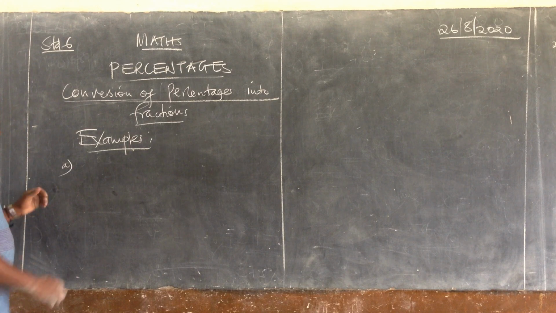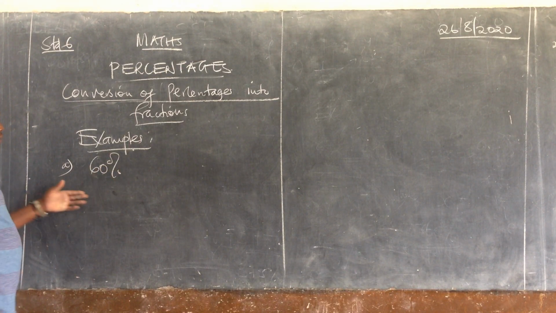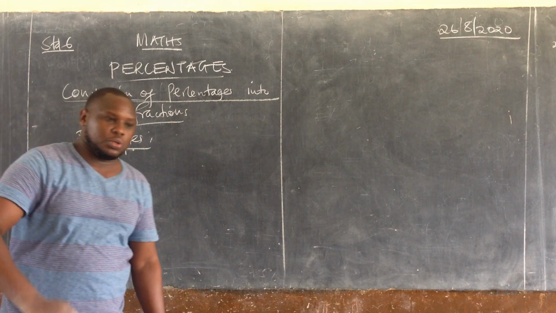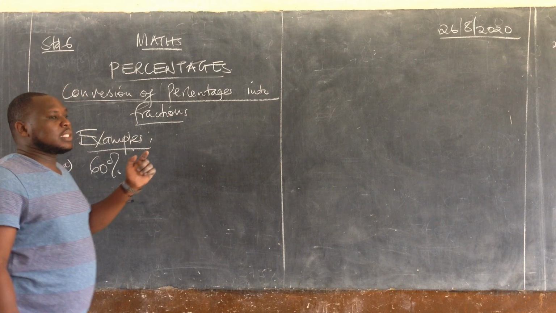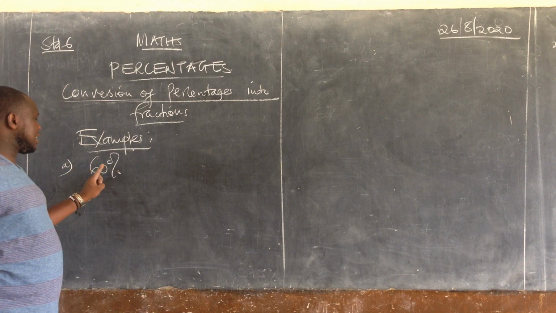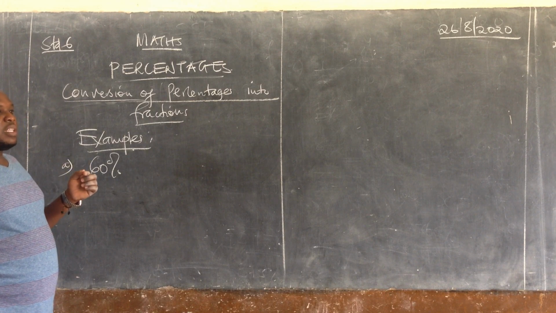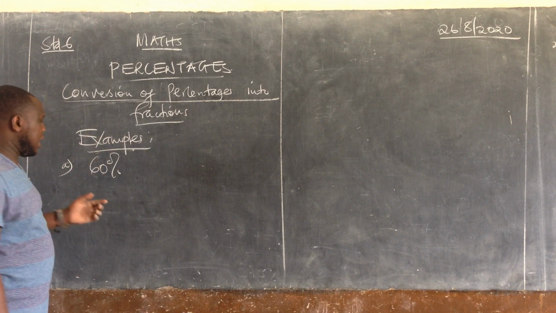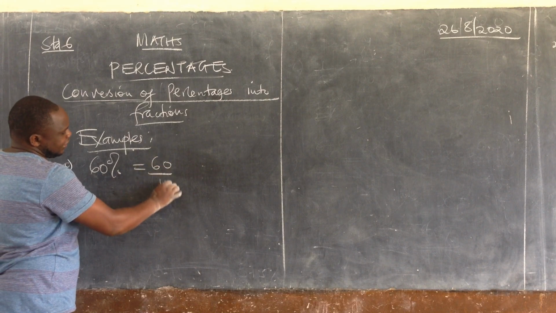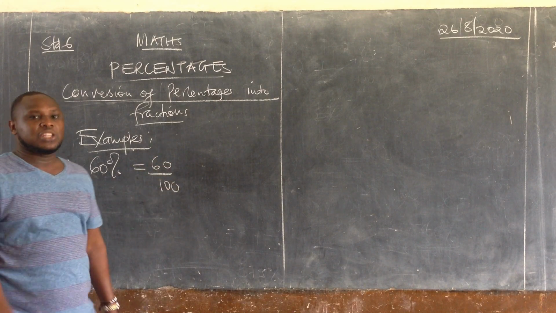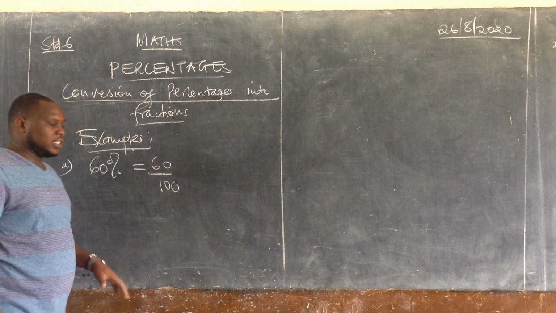So I gave you, for example, 60%. Convert 60% into a fraction. So now what you do, you ask yourself, how else can we write 60%? I told you, percentage means out of 100. And so 60% can just be written as 60 out of 100. That's where we get the fraction from. So don't look for another fraction. This is exactly what we have as a fraction.